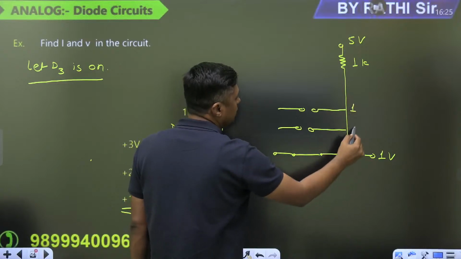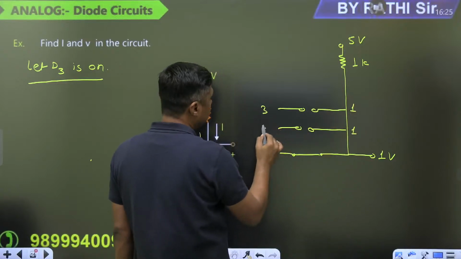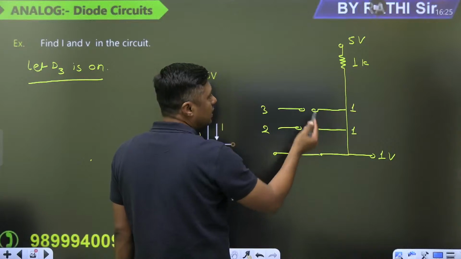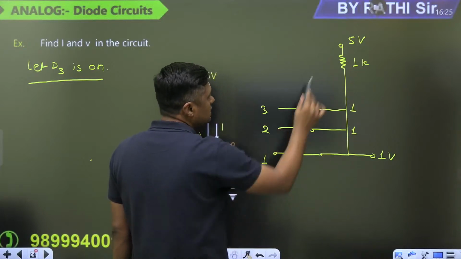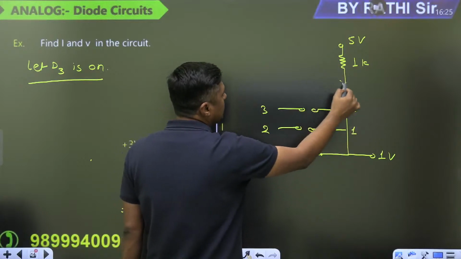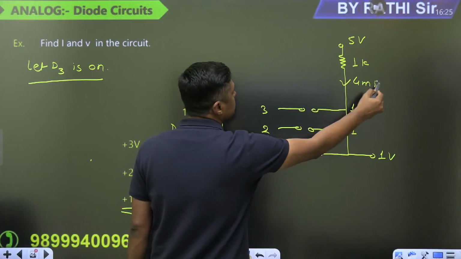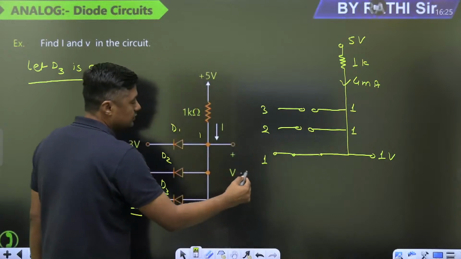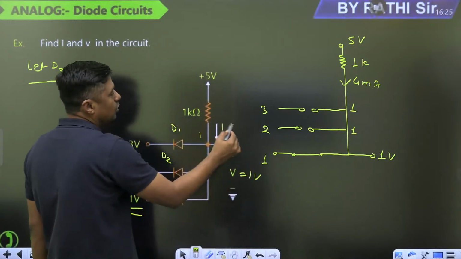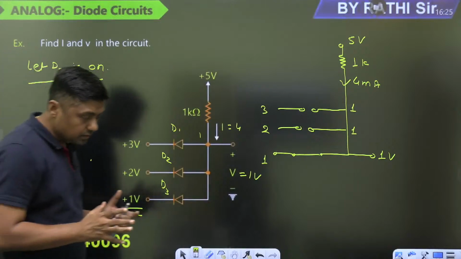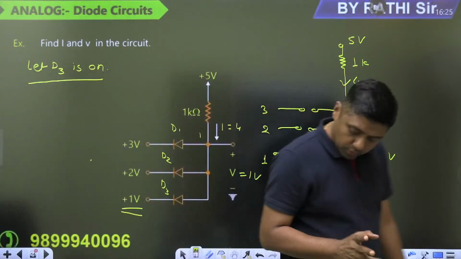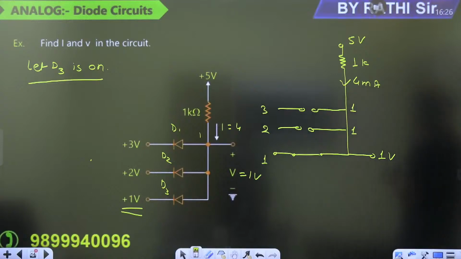Because it is 1 volt, it is 1 volt, here it is a 3 volt, here it is a 2 volt, and that's why both are off. What is the current? Current will flow through this diode. And what is the current? 5 minus 1 upon 1, that is the 4 milliampere. And what is the voltage? 1 volt. 4 milliampere, and that is the answer. Okay, simple question. 1 volt and 4 milliampere, good one, right answer. So quickly you can give the answer for this type of question.